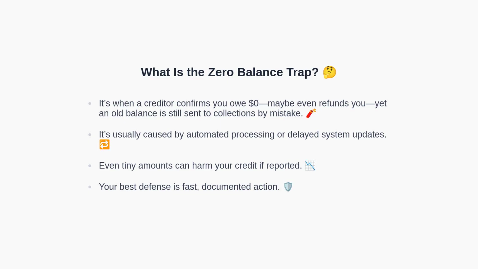The zero balance trap occurs when a creditor or insurer shows that your account has a zero balance, or even issues a refund, yet a legacy or outdated balance gets forwarded to a debt collector. The primary causes are automated processing errors, delayed updates, and data mismatches across systems. Despite the small dollar amounts, the impact can be significant once a collection appears on your credit reports. The key is to act quickly and document everything.